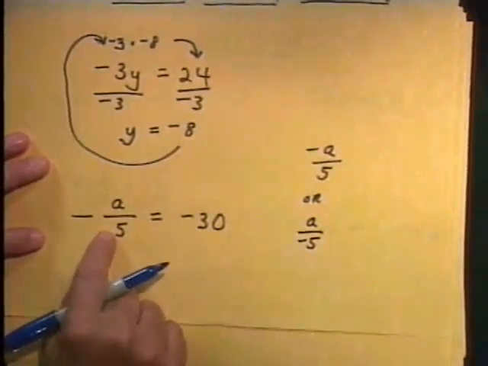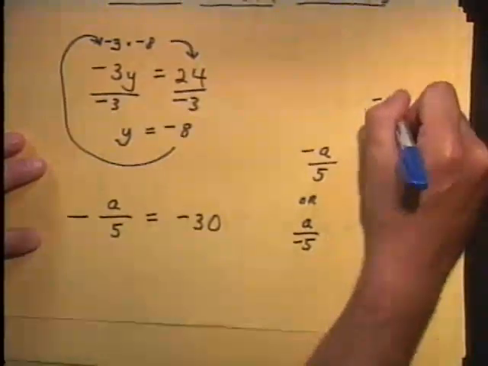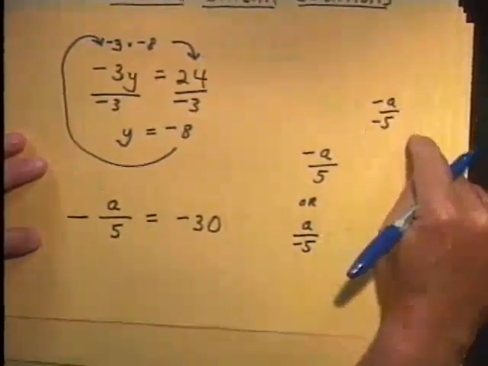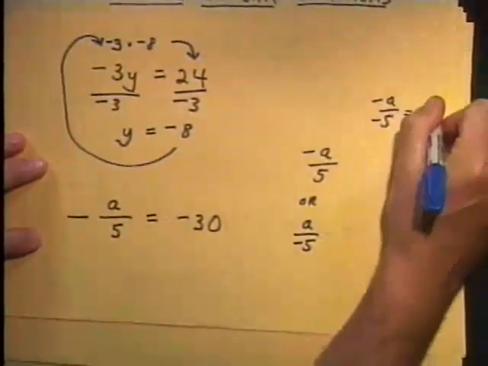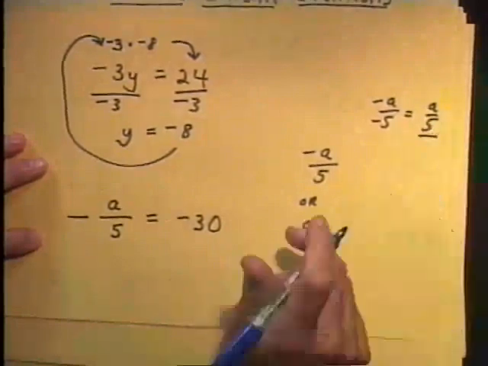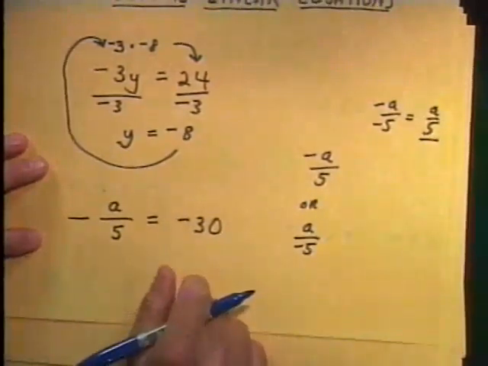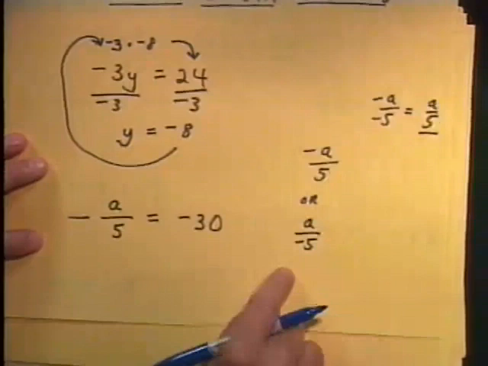But the thing is, you don't want to have 2 negatives. That's bad syntax, because if you had 2 negatives, let's say we had a negative a over a negative 5, well, we know a negative divided by a negative would become a positive fraction there. See, so 3 different ways to write it.